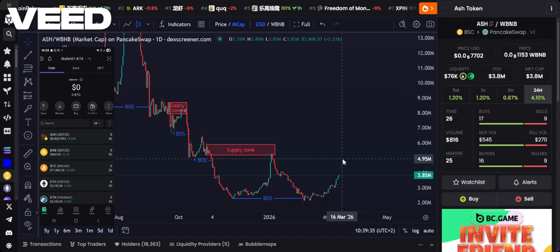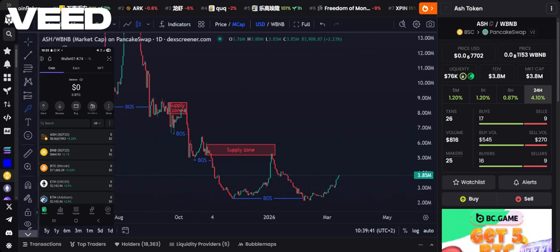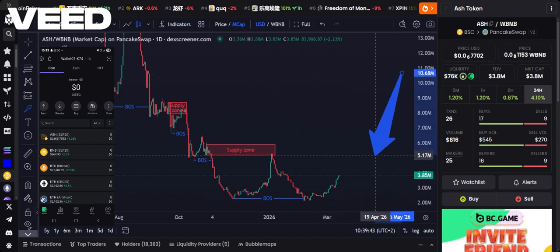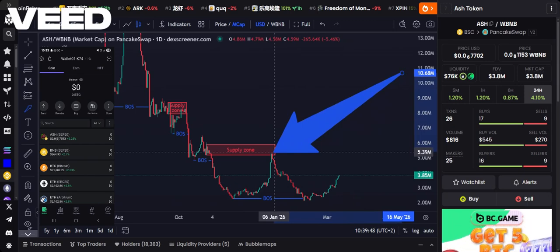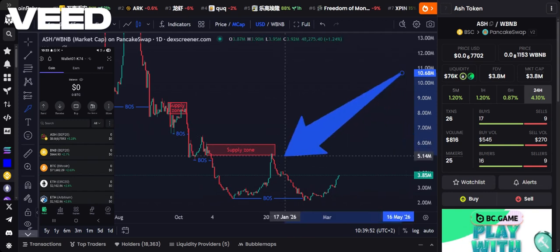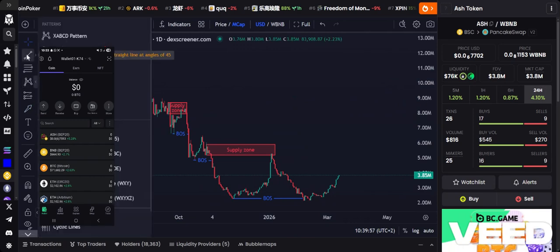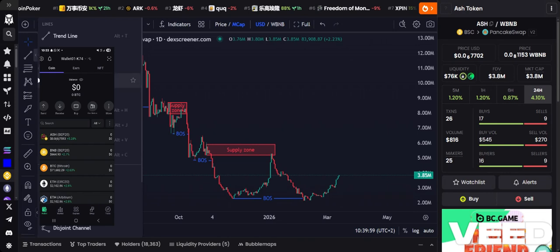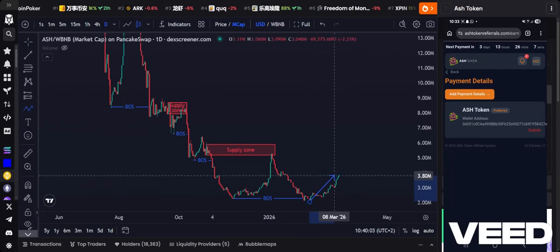So what do you do? Before you can buy this coin, you wait for a change of character. You wait for that. You wait for the 5.3 or 5.4 or 5 million market cap to be broken. So quickly, let me pick a line over here. I think that should be a path that will easily guide us. So you can see that the coin is actually going up currently.